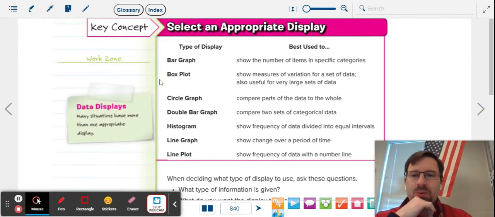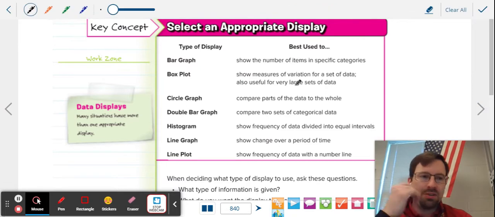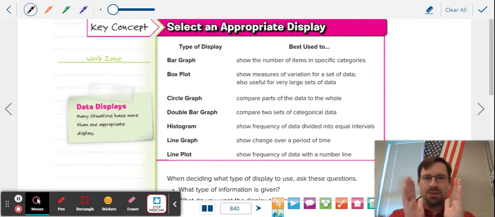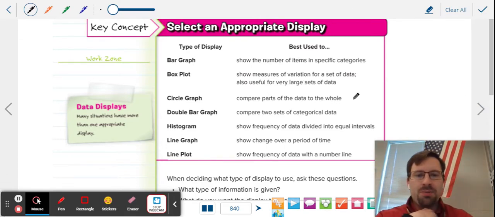So if you go to the next page, 840, these are all the types of graphs that we've talked about or done in the past. Bar graph, we use that when we want to show the number of items in specific categories. It could be numbers or like the color green, red, purple, whatever. Box plot is when we want to show variation, and it's also good with lots of data because you just want to look at a summary of it. Where's the median? Where are the quartiles? How spread apart is it? That's the topic we just did.